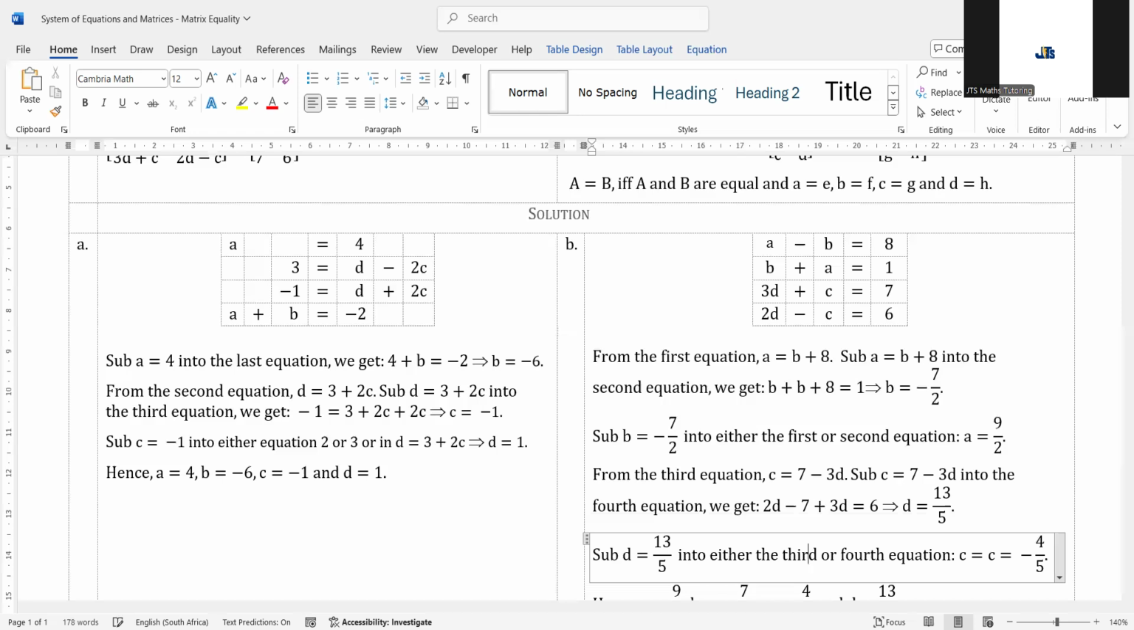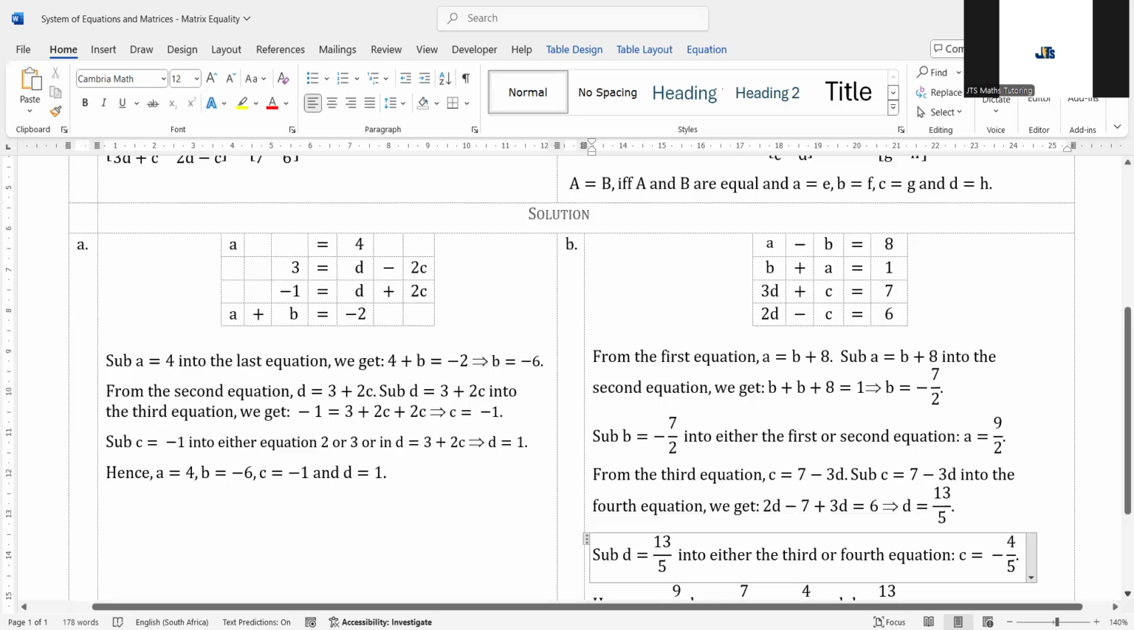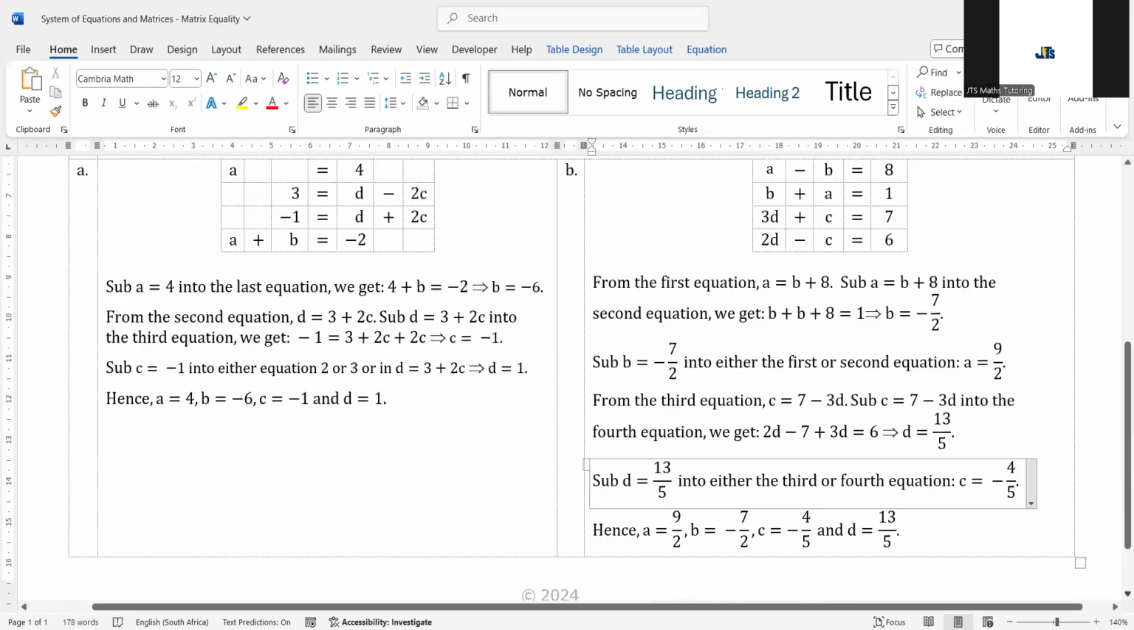Into either, oh my God, what did I do here? I need to actually verify all these calculations which I'm doing right here. So when you are doing this, it must be top notch. Otherwise, it's going to be very easy for you to make some mistakes. Take note of your signs and all that kind of thing so that you actually get the correct answers.